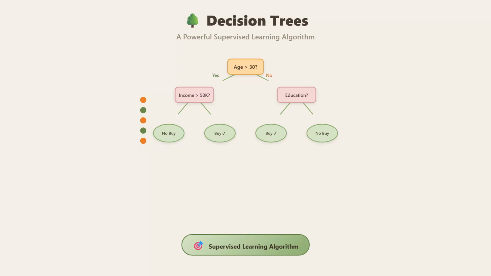What makes decision trees so powerful is their simplicity and interpretability. Unlike black box models, you can actually trace exactly why a decision tree made a particular prediction. This is incredibly valuable in fields like healthcare and finance, where you need to explain your model's reasoning. The supervised learning badge you see reminds us that decision trees learn from labeled training data, using examples where we already know the correct answer to build their decision rules.